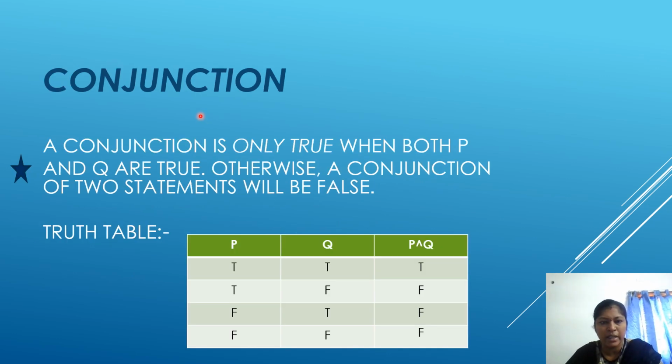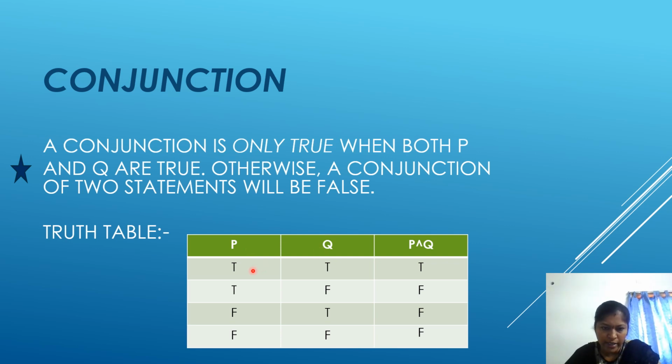Next, going for the conjunction. For the conjunction, the relation between the declarative sentences is connected by the word and. You can observe that a conjunction is only true when both P and Q are true. In the truth table, we take one statement as P and another statement as Q.